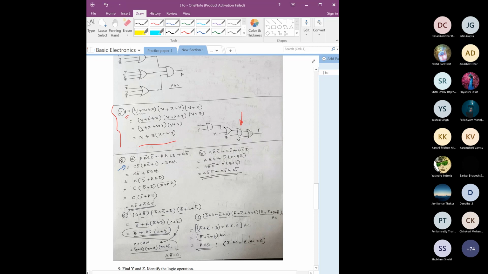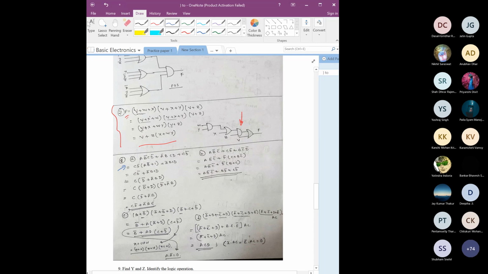Sir, if the question asks us to minimize it using Boolean algebra, can we just use the Karnaugh map to have a guess and then finally deduce it using Boolean algebra? Yes. Okay, sir. That will be helpful, no? Because you will understand which terms you have to take common, right? Yes, sir. And how you should proceed. Yeah.